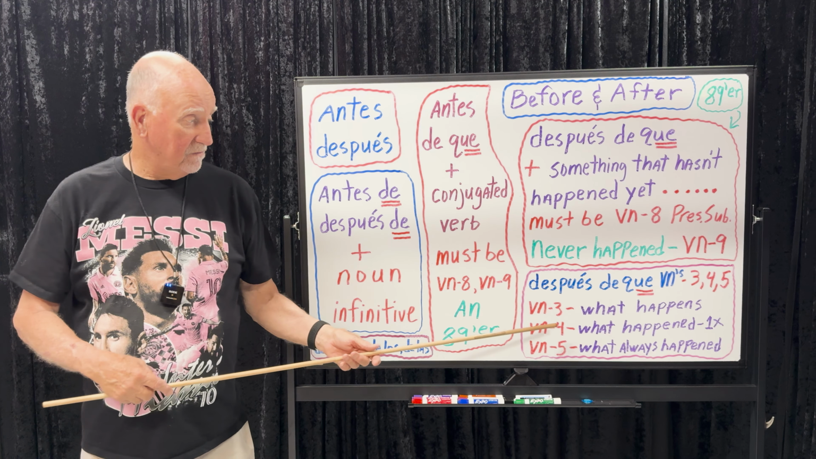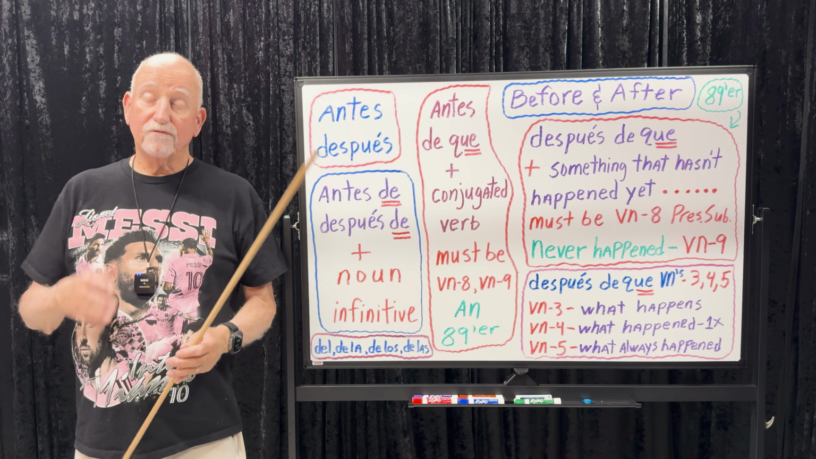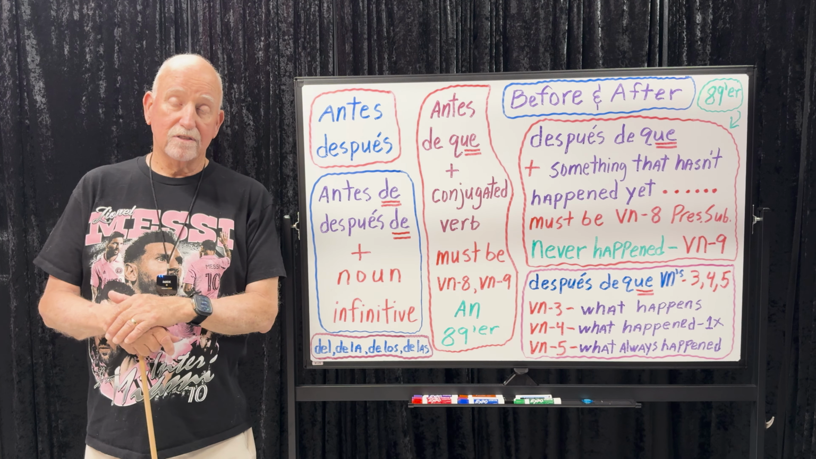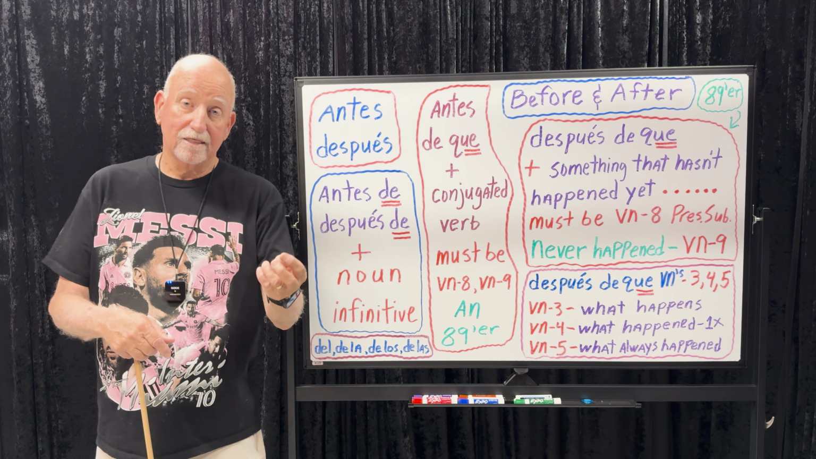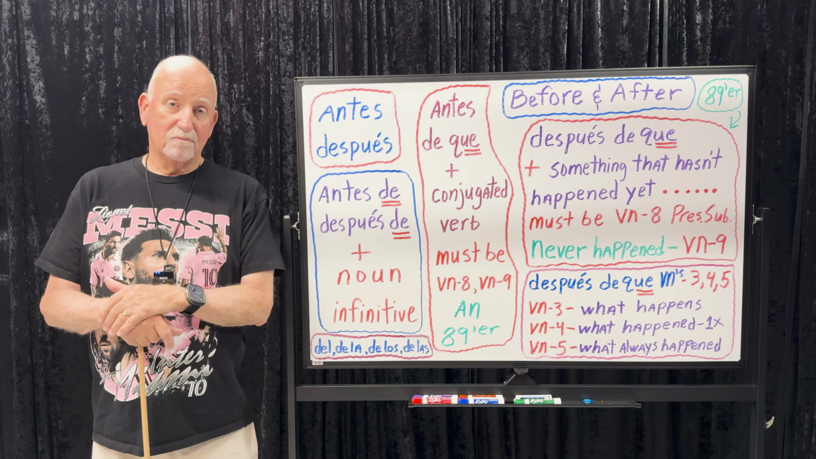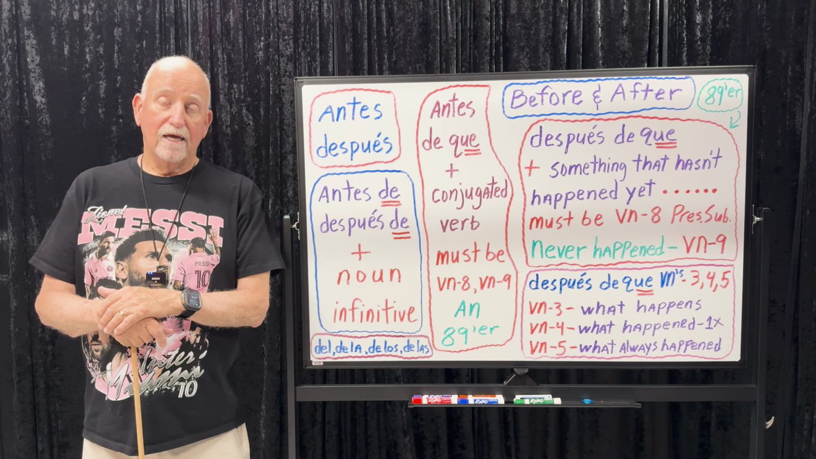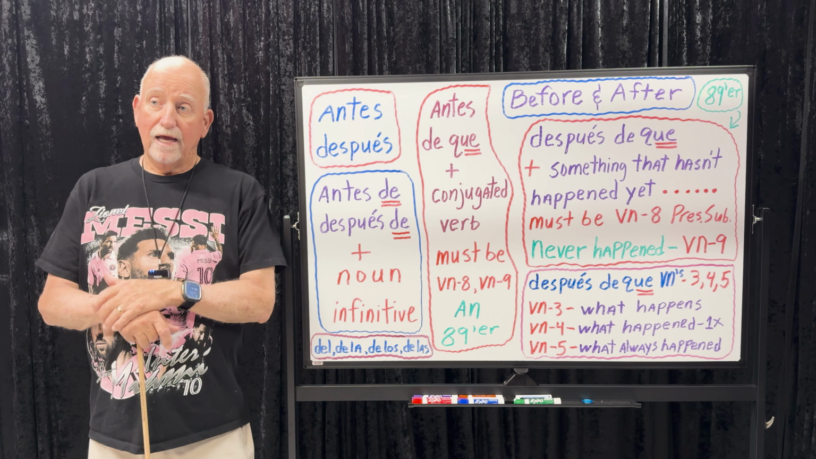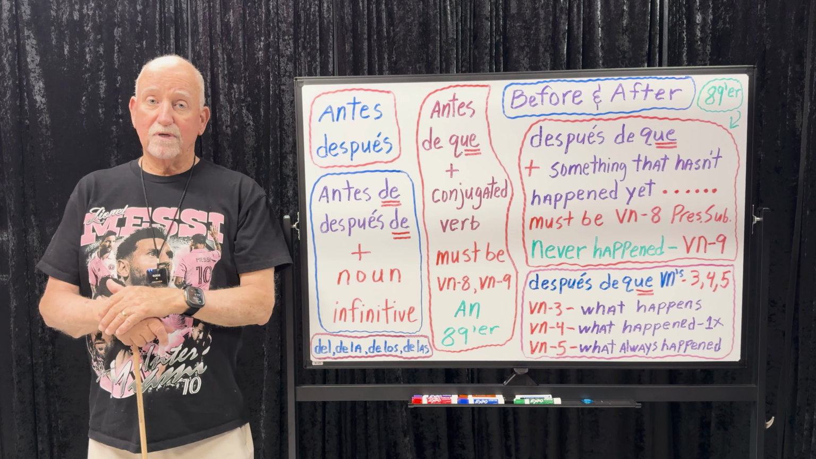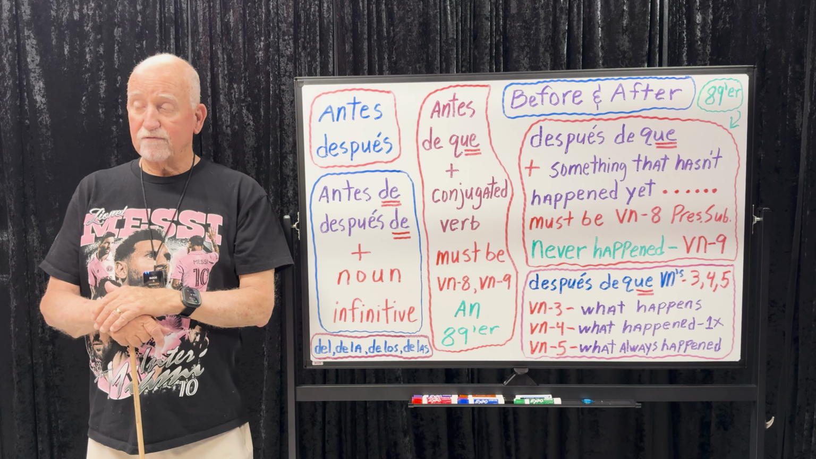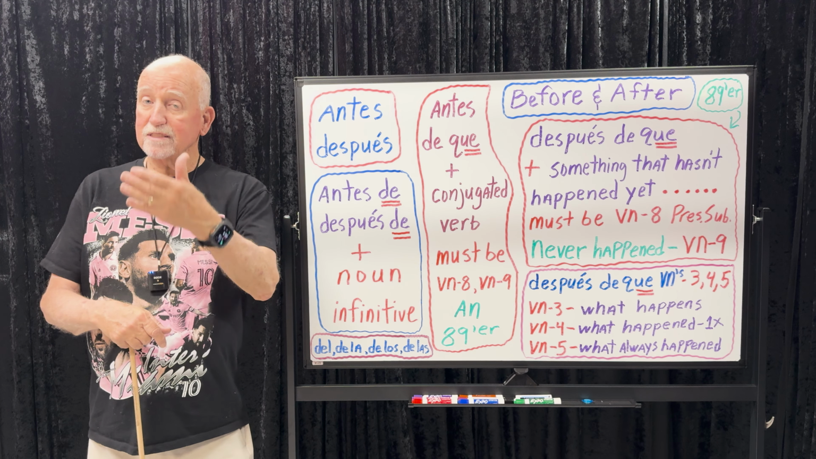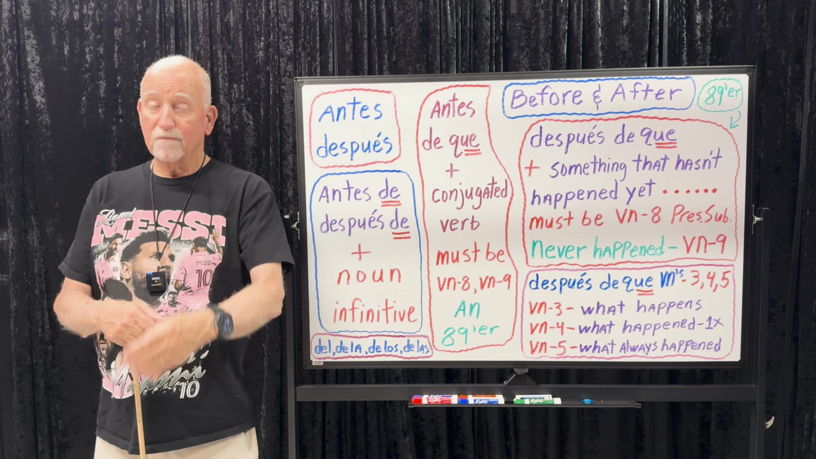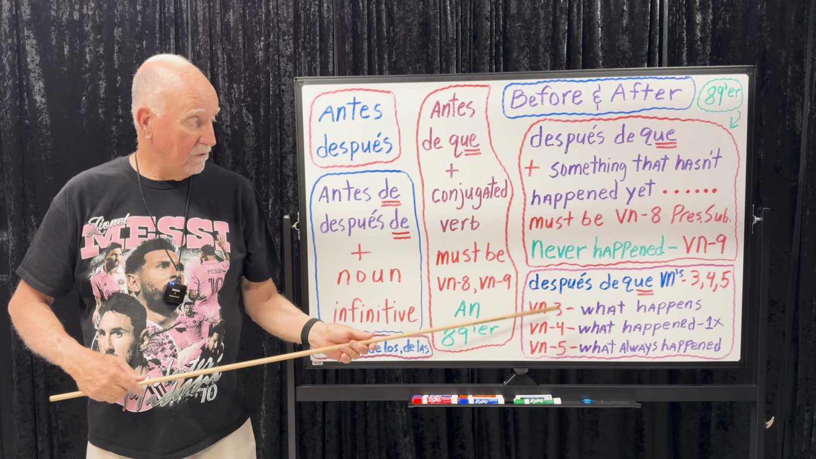If you want to talk about something that happened once, like after I got married, después de que me casé. After I bought my first house, después de que compré mi primera casa. After I saw the movie, después de que vi la película. After I bought my car, después de que compré mi carro, mi auto. After I talked to her, después de que hablé con ella. After we heard the explanation, después de que escuchamos la explicación. That would be preterite with después de que.